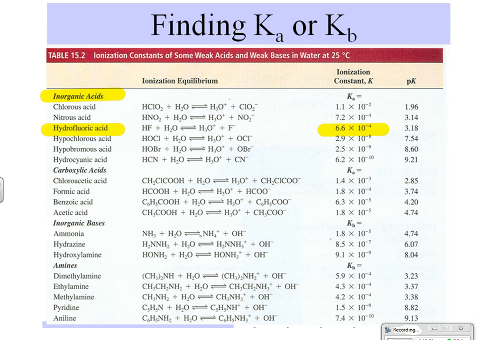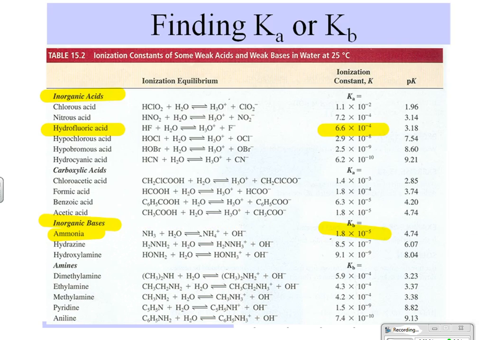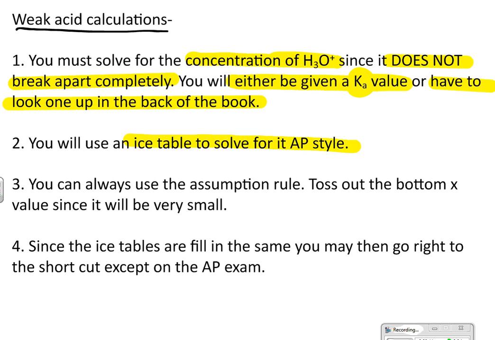Bases, so we have bases here. Ammonia is a real famous base. Its Kb value, because it's a base the subscript is B, is 1.8 times 10 to the negative 5th. So when we come back over here, you're going to use an ice table to solve for it, AP style. What does that mean? When you go to do this on the AP exam, you definitely have to show an ice table. I'm going to show you how to do it ice table style, but then I'll show you the shortcut which you can use in my class.